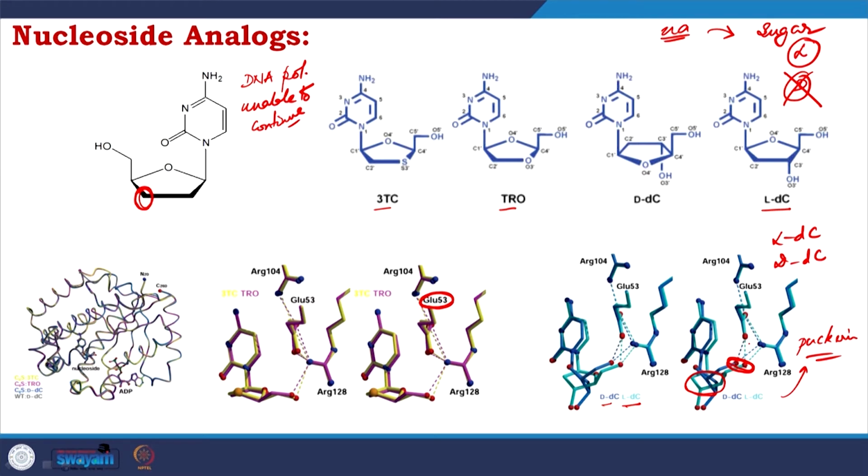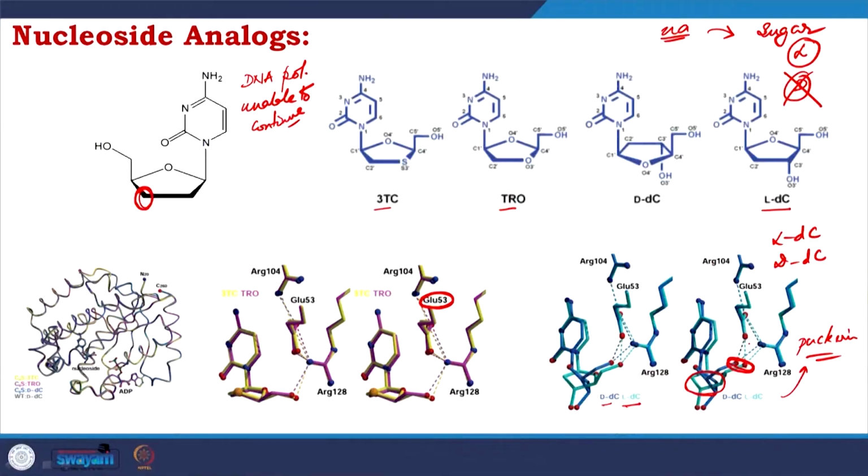So, if you do not understand, I repeat, all those D and L nucleoside analogues have to be phosphorylated by this enzyme, which is called DCK, deoxycytidine kinase. Here when you see them, you will realize that this GLU53 is near to this, so this hydroxyl group could be phosphorylated by this enzyme.